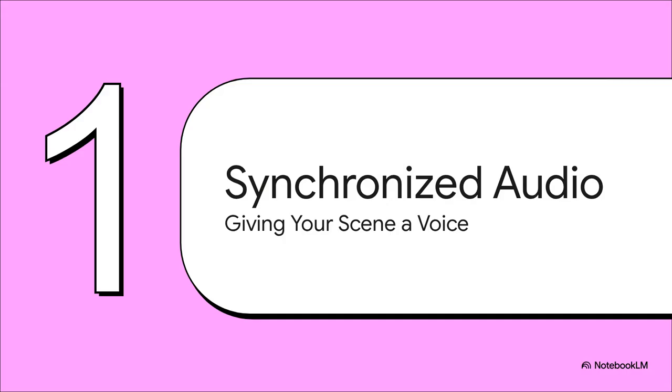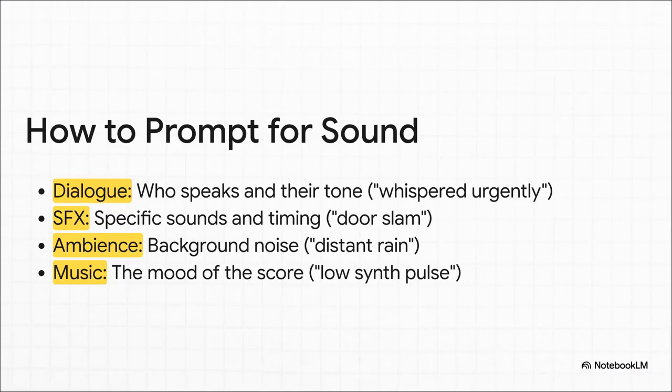But we're not done yet, because a great video isn't just about what you see. It's also about what you hear. The latest AI models let us prompt for synchronized audio, which adds a whole new dimension of immersion. You're basically writing a mini sound script. You can specify dialogue, right down to the tone of voice. You can call out specific sound effects and even tell the AI when they should happen. You can build out the atmosphere with ambient noise, and you can even guide the musical score. Layering these audio cues is that final step to making a clip feel truly real.